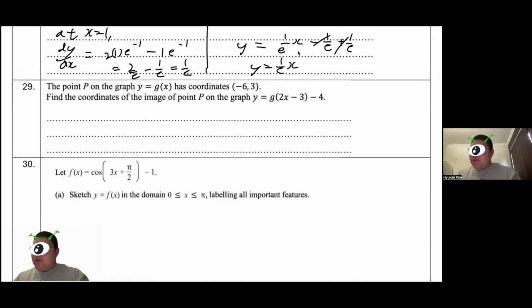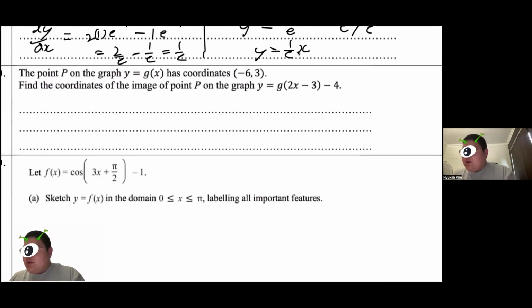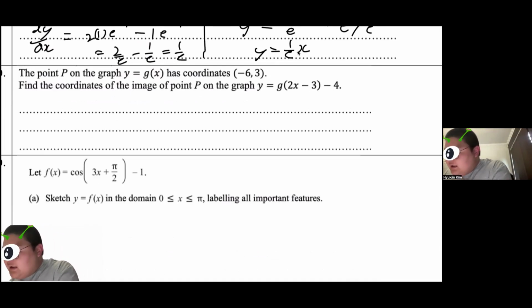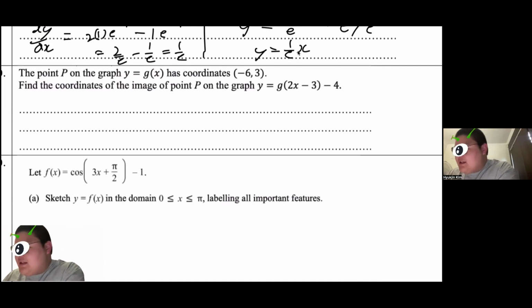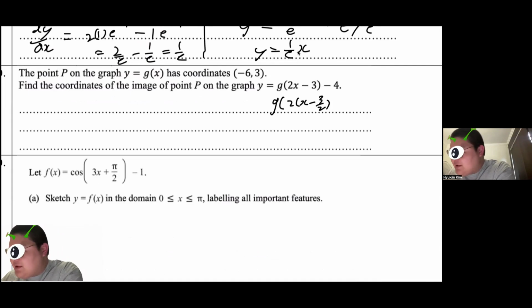Now, point P on the graph y equals g of x has coordinates negative 6 and 3. Find the coordinates of the image of the point on the graph y equals that. If you're a bit confused about it, we can take it one step at a time. So we can just factor it out. I'm just taking it really formally right now.